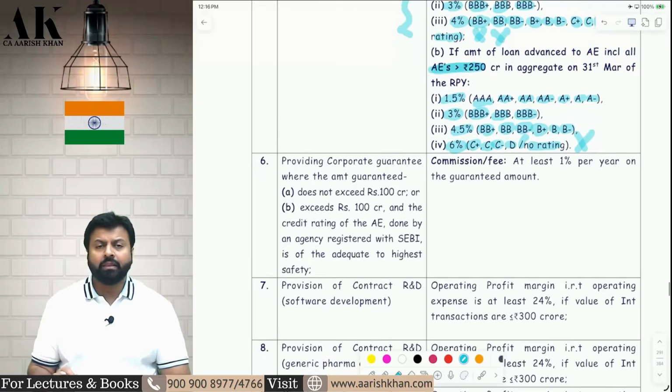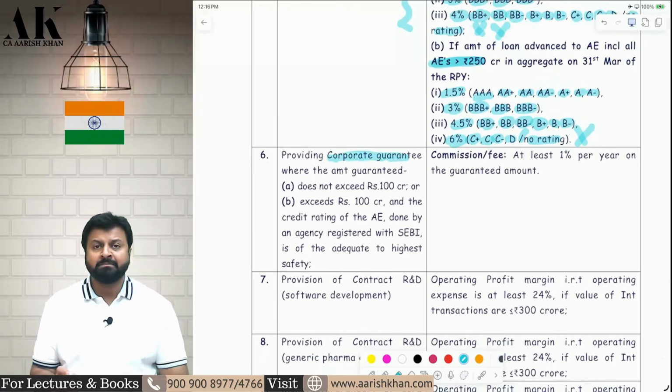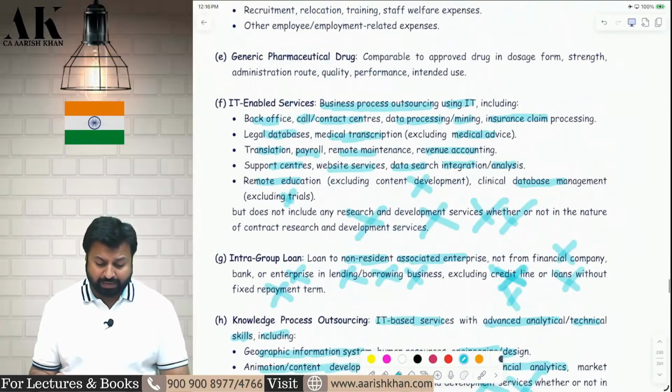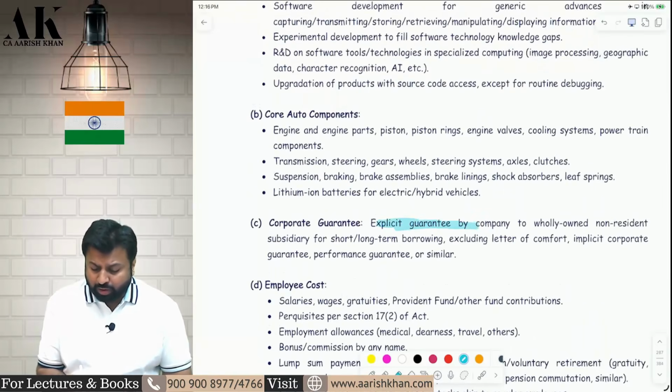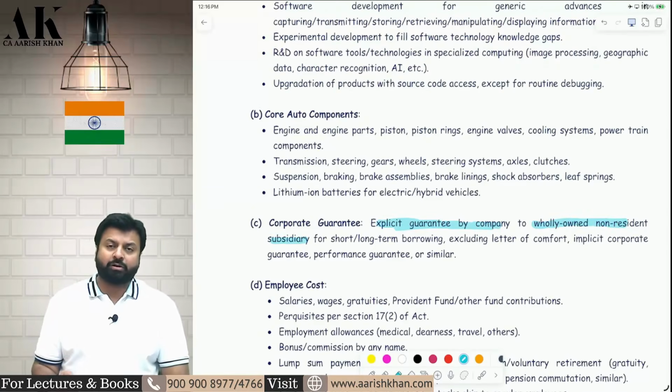Okay. Next one, corporate guarantee. We are providing corporate guarantee. Sir, what do you mean by corporate guarantee, sir? Let's try to understand what corporate guarantee means. Corporate guarantee will only include explicit corporate guarantee to the wholly owned non-resident subsidiary. That's it. If it is provided to other than a subsidiary, then it is not covered in safe harbor.